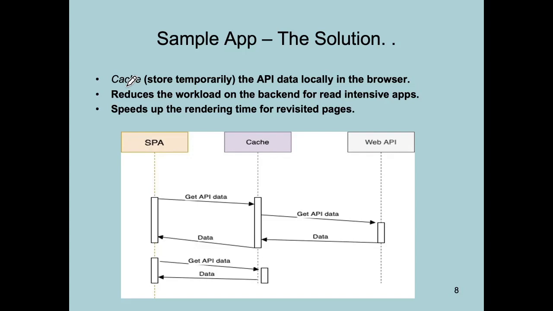And it speeds up the re-rendering time when we revisit pages. Because what caching will mean now is that we no longer need to make the unnecessary requests to the backend. We already have the data locally in the browser, and so we're accessing it synchronously from here on in.